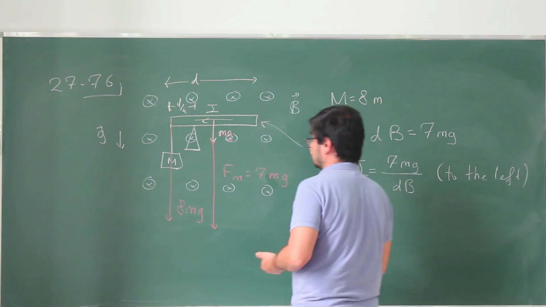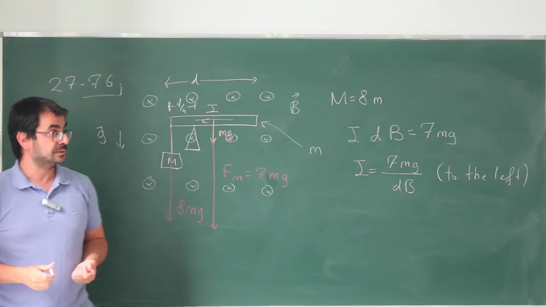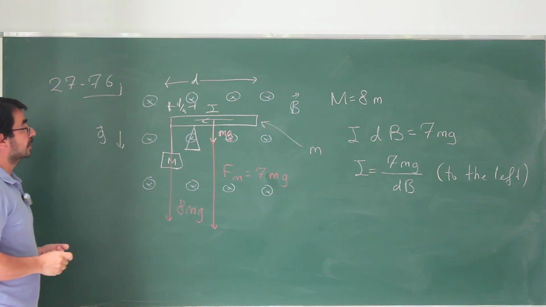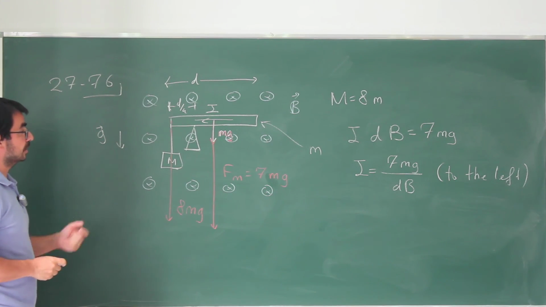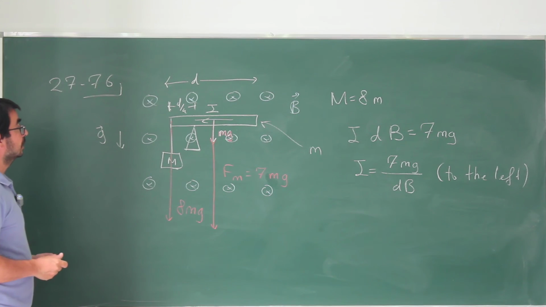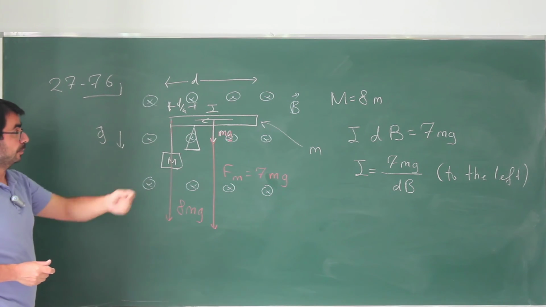So the current is not a vector. You can't actually draw a coordinate system and attach some unit vectors to this, but you can always indicate the direction either by making a drawing or by writing it down.